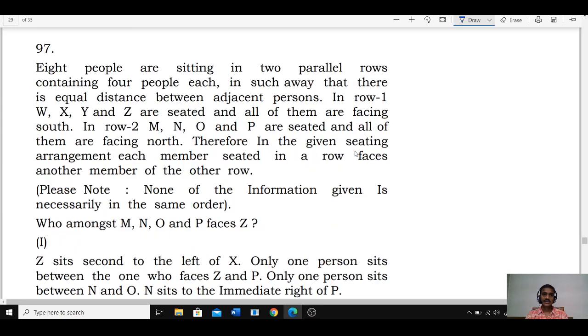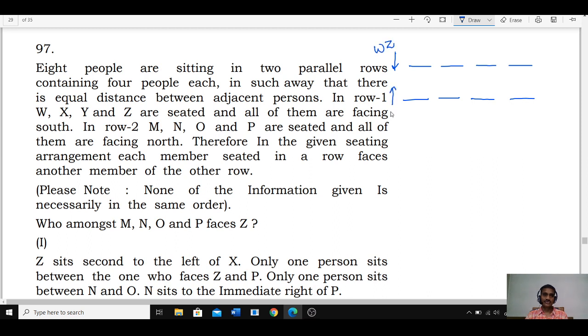Question 97: 8 people are seated in 2 parallel rows, 1, 2, 3, 4 and 1, 2, 3, 4, such that there is an equal distance. In row 1, W, X, Y, Z are all facing south. Now this is row 2, M, N, O, P. In the given seating arrangement, who among M, N, O, P faces Z? The question is about who is opposite to Z.